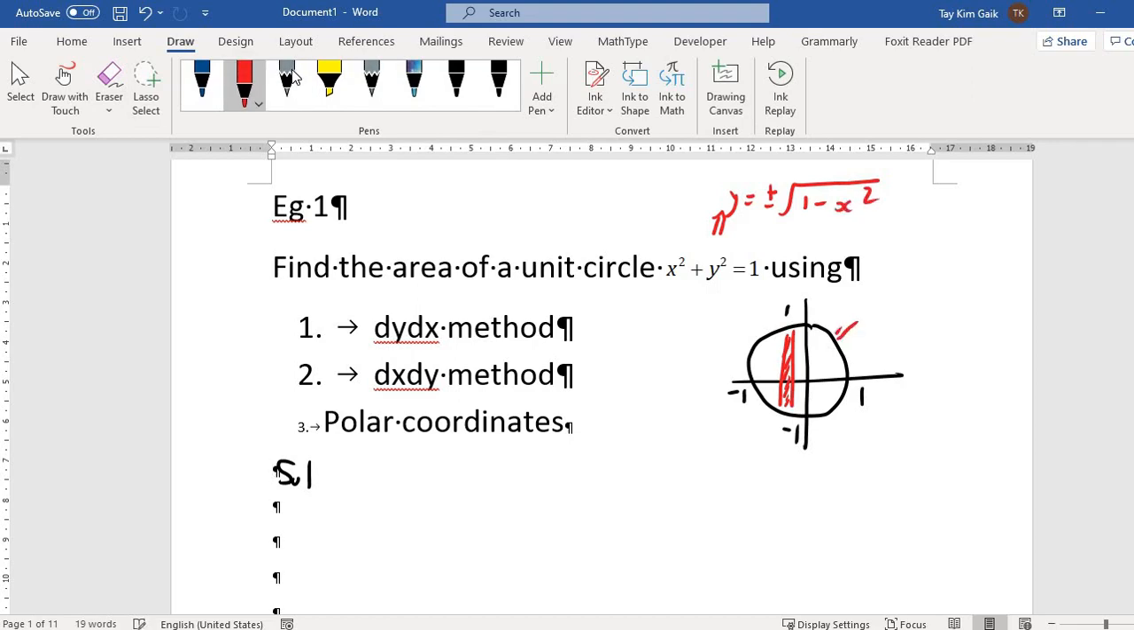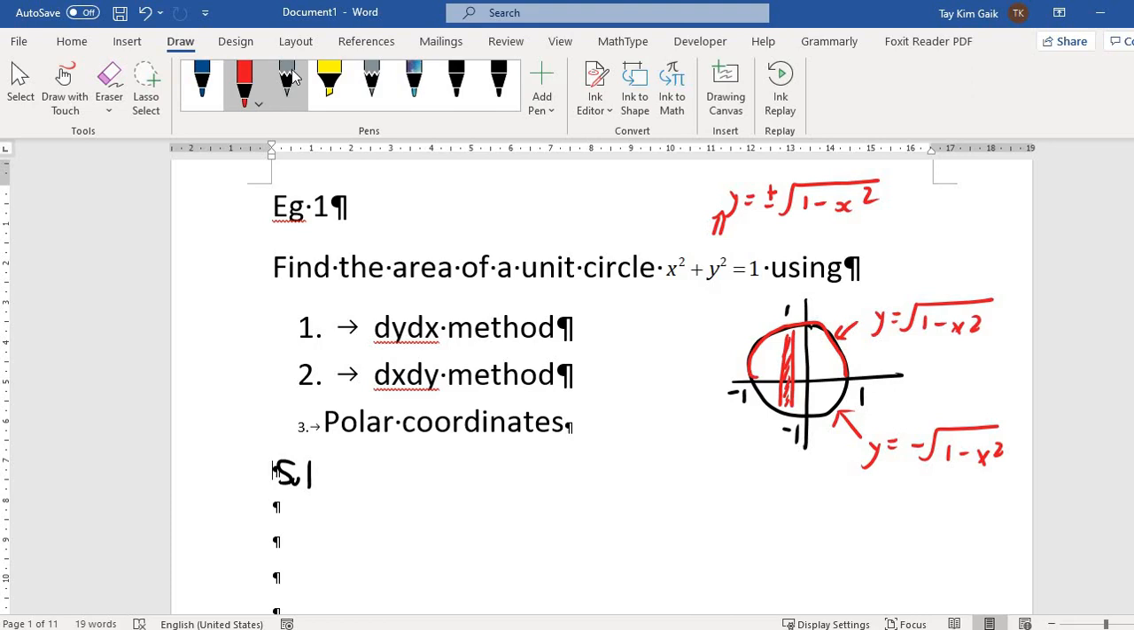So positive y will be your upper semicircular curve, which is given by y equals positive square root of 1 minus x squared. The bottom, in black, will be y equals negative square root of 1 minus x squared. So if we use dy dx, as we learned last week, the region R is bounded by the top curve, which is y equals square root of 1 minus x squared, and the bottom curve, which is y equals negative square root of 1 minus x squared.